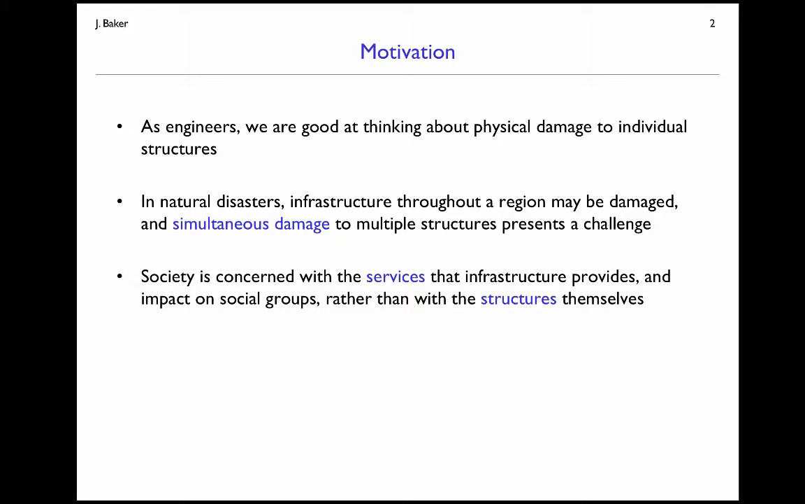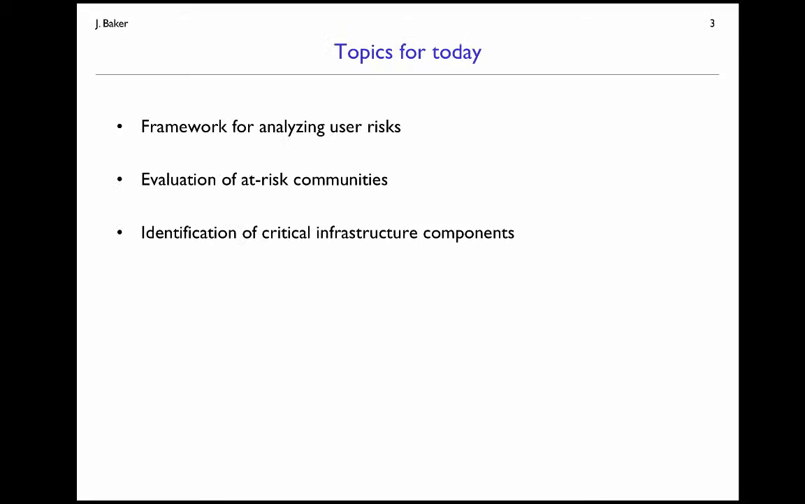So taking our analysis down to user impacts is important, and the other complication of these analyses that we wanted to think about and advance is that when we're thinking about regional level infrastructure, it's quite likely that in a big event, like a large earthquake, we're going to see simultaneous damage to multiple components of that infrastructure system. And modeling that simultaneous damage and understanding its impacts, for example, as it takes away redundant routes in a transportation network, that's a challenging problem, but one that we felt we could make some progress on.